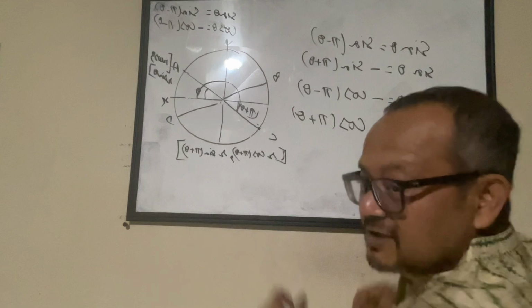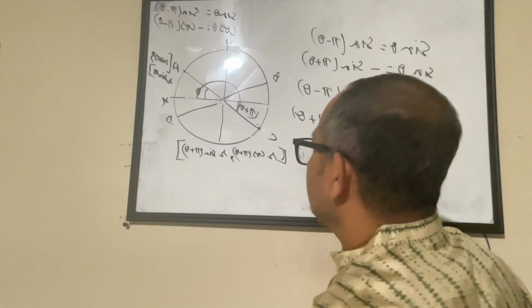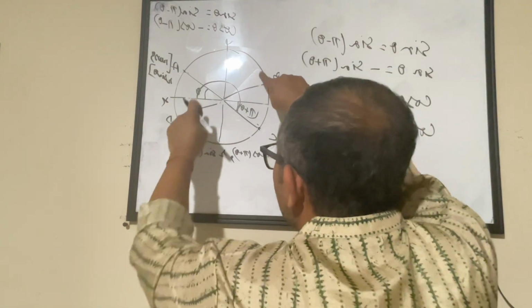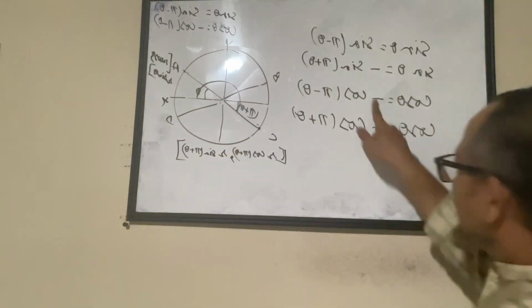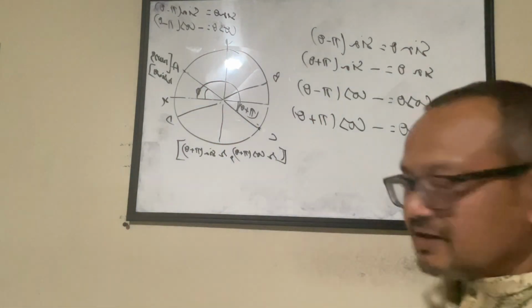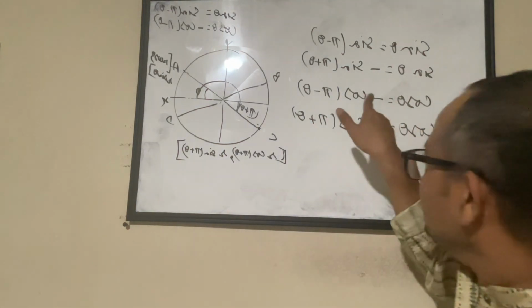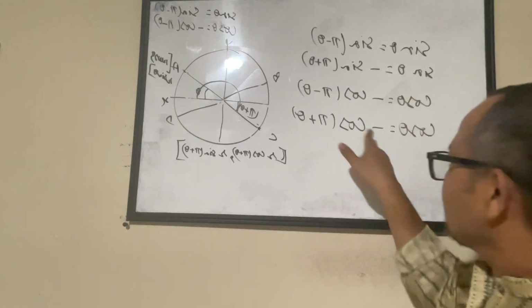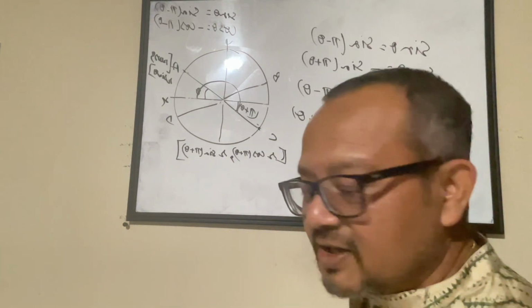In case of cos, this is immune to this problem. Be it in this quadrant, this point, or be it here, in both the scenarios, it's the same thing. So cos of theta is equal to minus of cos pi minus theta and equal to minus cos pi plus theta.